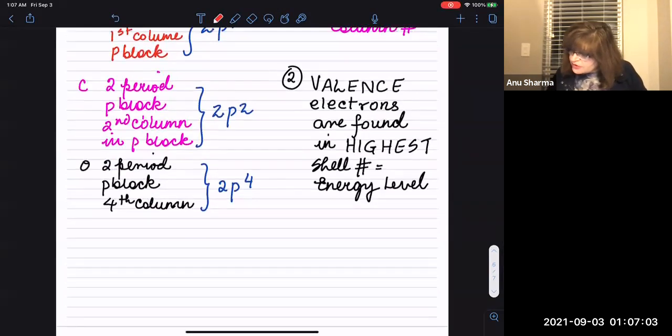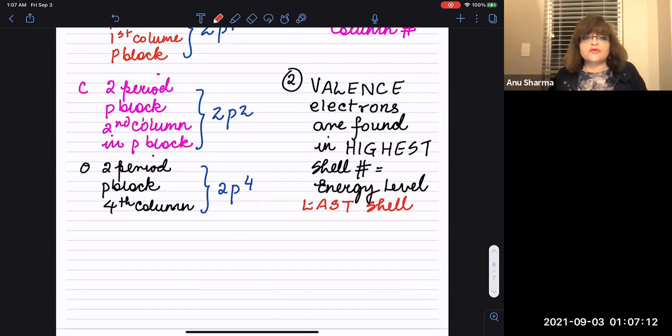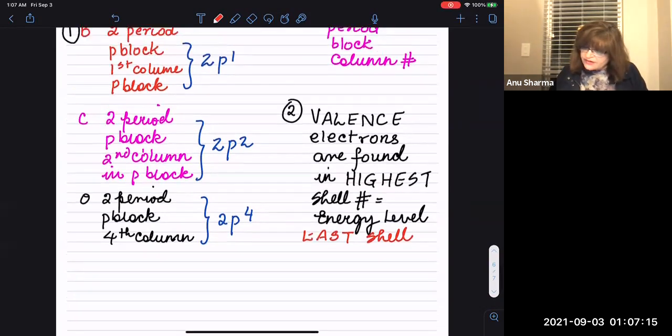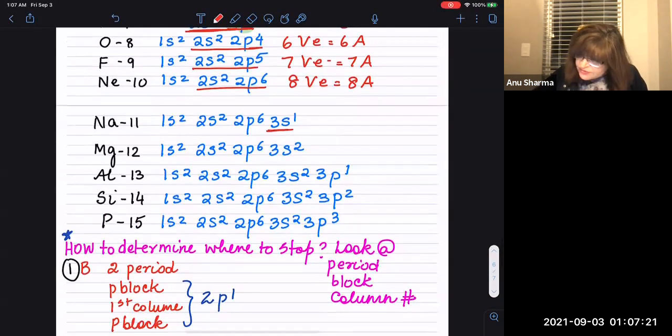Now, the valence electron is also in the highest energy level. This is the last shell, or last energy level, where the last electron goes. Okay. All right. Next is the concept of, if you look at it this way, this is 1, and 1 means one valence electron, and this is in the third energy level, or the third period, but it is in the first column. Okay, group 1A.